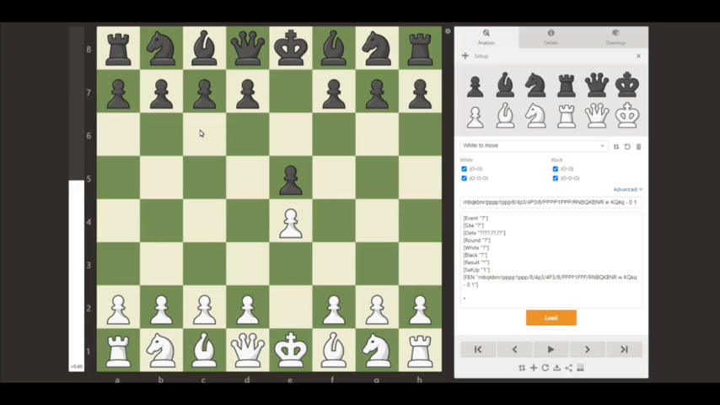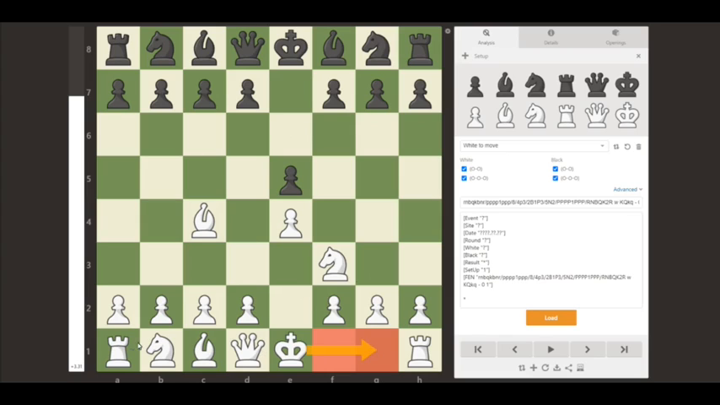The first rule is that to castle, we must first clear all the pieces in the path of the king and the rook. So, in this position, we must first move the knight and the bishop out of the path of the king and the rook if we want to castle kingside. So, if we move the knight and the bishop, now we can castle kingside because there are no pieces blocking the path of the king and the rook.